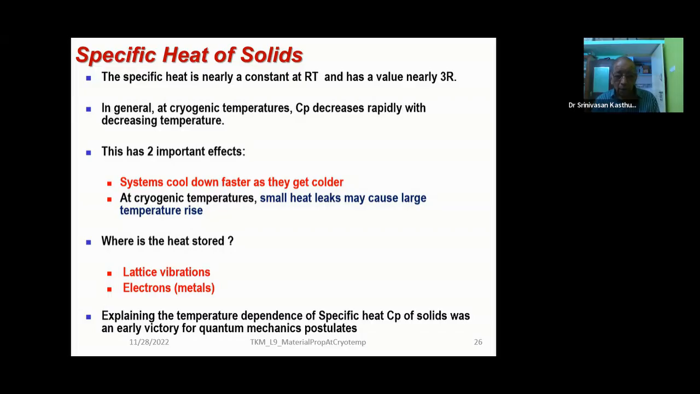And in fact, this has been done by early quantum mechanics postulates, and this is actually an early victory for quantum mechanics, because they were able to explain the behavior of specific heats of solids using these quantum mechanics postulates.